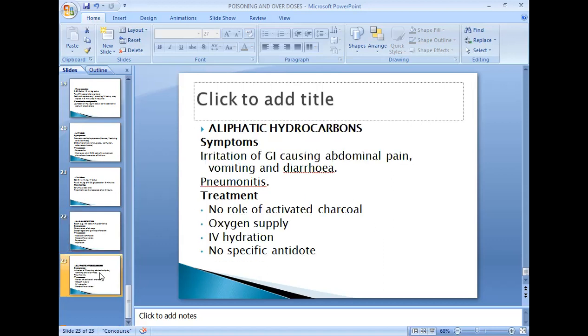If the toxicity is because of aliphatic hydrocarbons, that can be kerosene and petroleum, the symptoms include GI irritation causing abdominal pain, vomiting, and diarrhea, and even pneumonitis. Pneumonitis can result when the patient vomits and aspirates, so the hydrocarbon can reach the lungs. As we have already said, there is no role of activated charcoal in hydrocarbon toxicity. We have to supply oxygen and hydrate the patient to manage the situation.